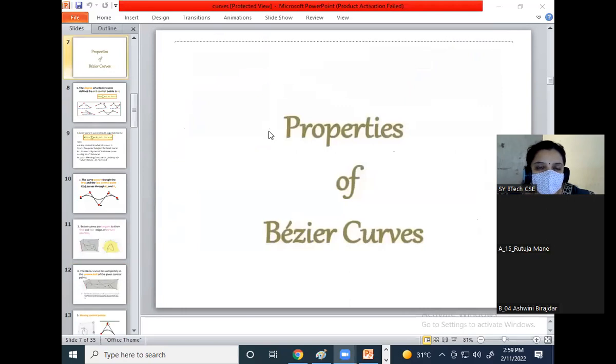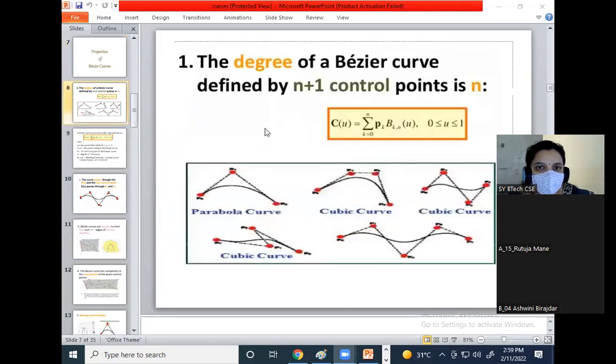Now, what are the properties of the Bezier curve that we will learn? First, the Bezier curve has this expression where P_k are the total number of points or weights attached, and B is the control points. So here we have 0 to n points for that Bezier curve.